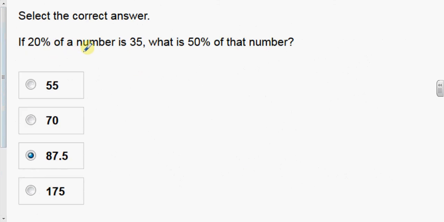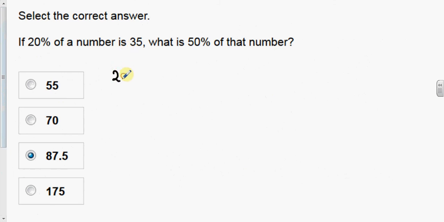If 20% of a number is 35, then what is 50% of that number? Now, there's a couple of ways you could do this. Now, I don't know which way is easy. I'll show both ways. Whichever one you like is fine with me.